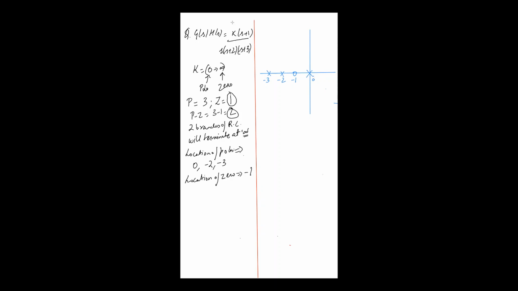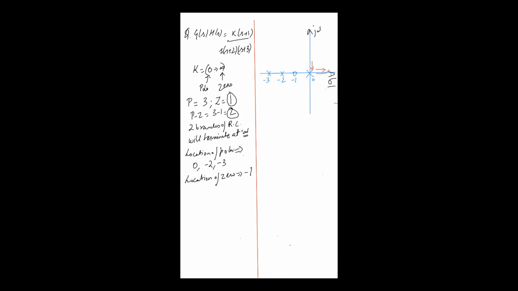Now we have to see whether the real axis, that is this axis, is part of the root locus or not. So how to check that? For checking that, we need to first be on this point, and see to the right side of this point, of this pole, how many poles and zeros are there on the real axis. There are no poles and zeros, which is 0, so this will not be part of my root locus.